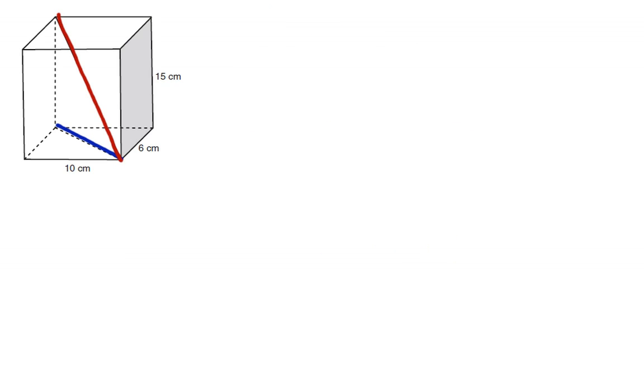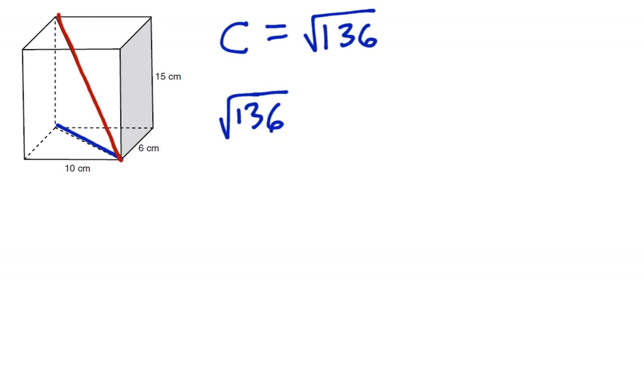So I just discovered that the blue line, which I called C, was the square root of 136. I'm going to use that value now to find the length of the red line, the diagonal through the box. So what was C, or my answer for the blue line, becomes, maybe we'll call it A for the next problem. So square root of 136 needs to be squared, plus my vertical distance here, which is indicated by this green line, that's going to be 15, which is the side length of the box.